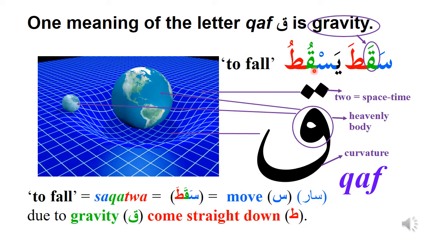Now naturally, I say this from this picture, many words that are related to the concept of gravity will have the letter Qaf. For example, the first thing, let us see, Sakata Yaskutu means to fall. Obviously everything falls to the earth because of gravity. So Sa, we know, the Seen is Sara, to move, and Qaf is for gravity, and then Ta is to come straight down. So see, Sara, due to gravity, comes straight down. It's very easy to see the meaning of to fall.